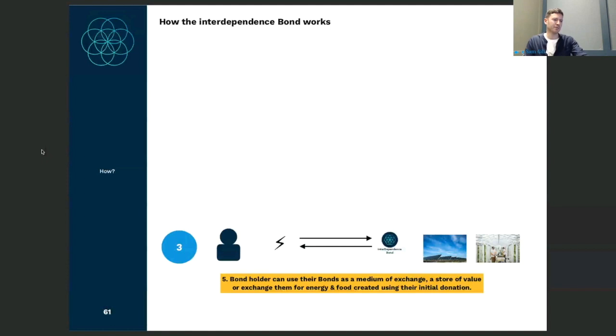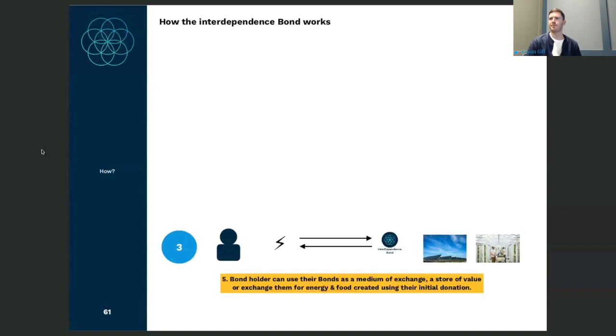Sorry, Sam. Is the value of the food and energy they get equal to the value that they paid for the bond initially, or is it like an ongoing interest kind of payment, or how does that work exactly? Yeah, so it would be determined by the value of the bond at the time and the value of the food at the time. Okay. So we can't necessarily know exactly what those things would be today, so it's not a fixed rate. It's something you cash in, is it?